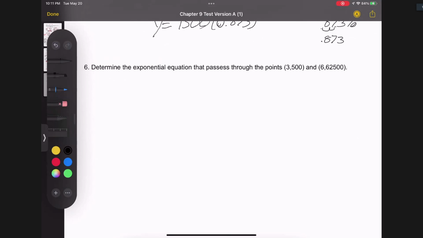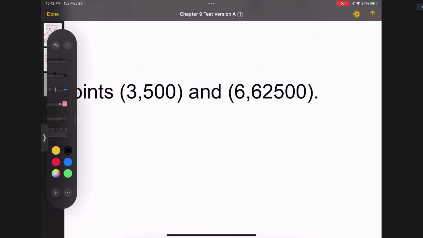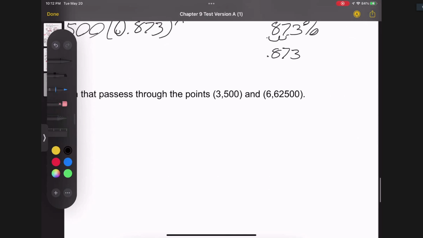Now, this question number 6. This is going to take some time. This is going to be writing the equation of an exponential function that goes through 2 points. So you need to write down an exponential equation that goes through these 2 points. It looks scary that they're so huge, but do not worry. The same process will always happen. If you follow these steps, hopefully it will be a lot easier.